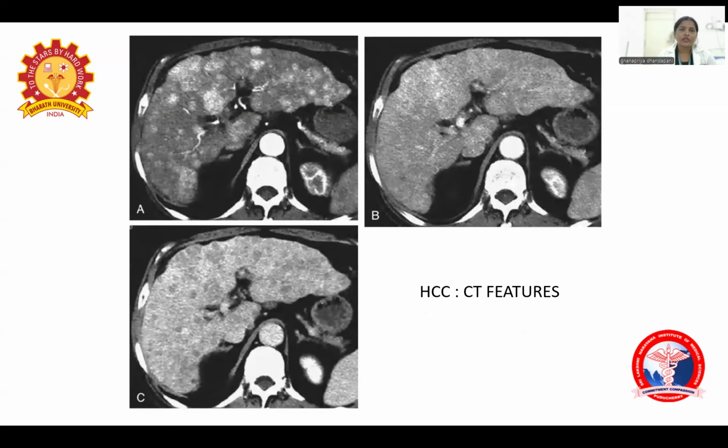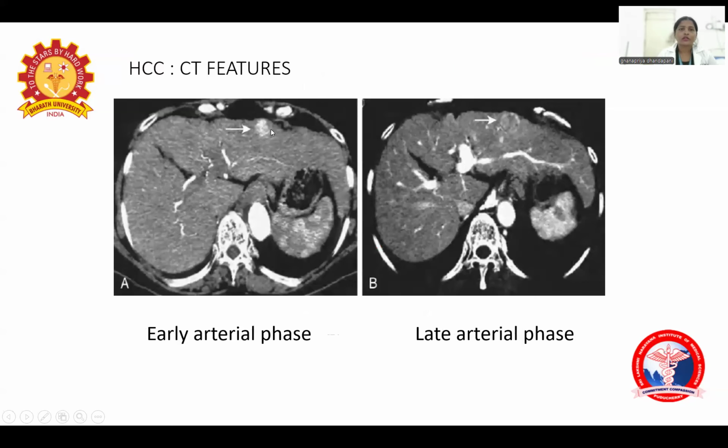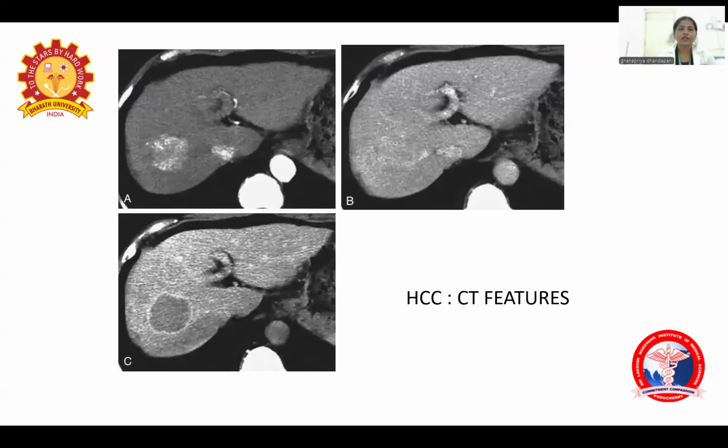So coming to the CT appearance, here there are multiple nodules in a cirrhotic background showing early arterial phase enhancement, and the lesions show washout in the later phases. Similarly, this is a solitary arterial phase enhancing lesion which is showing washout in the delayed phases. There is also an arterial phase enhancing solitary lesion which is more than 2 centimeters and showing washout in delayed phases with a capsular enhancement.